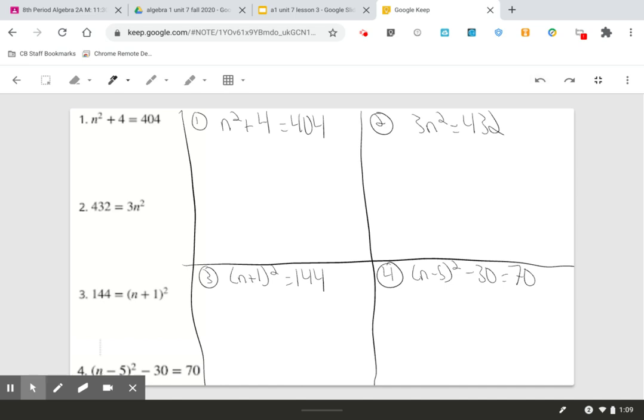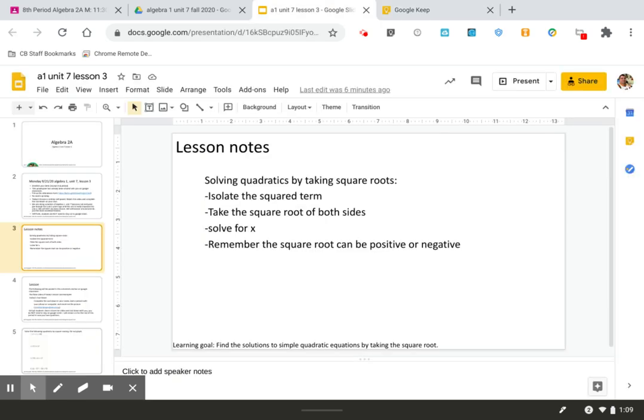Okay, so how do I get rid of addition? I get rid of addition by doing the opposite, subtracting. So I'm going to subtract 4 from both sides. Okay, so I'm going to get n squared equals 404 minus 4. So that's 400. Okay. So that's the first step, isolate the squared term.